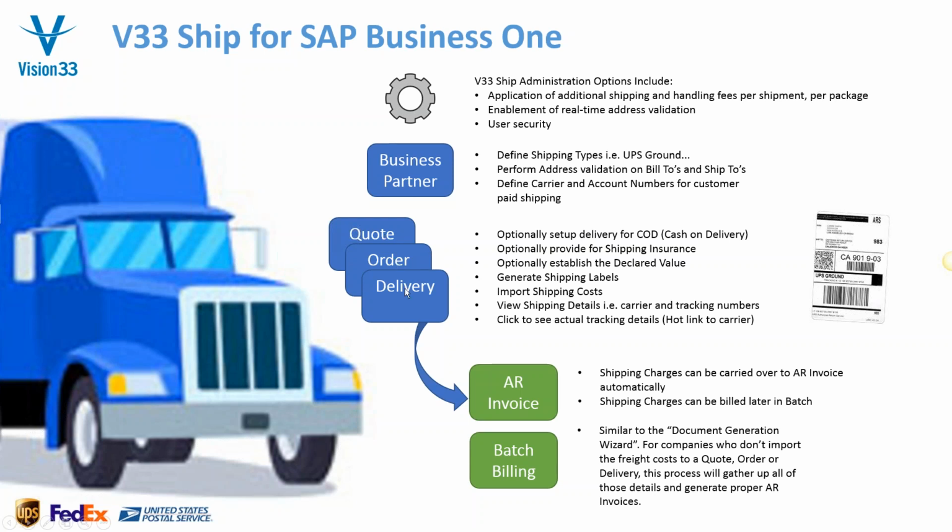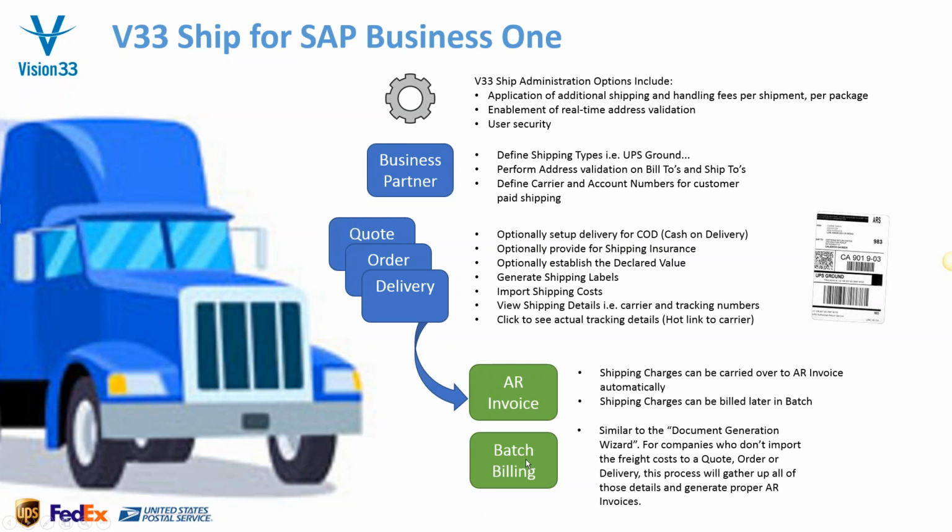Then in the quote, order, and delivery, there's a new tab added. And what this allows you to do is set up things like cash on delivery, provide for shipping insurance, establish the declared value, generate the shipping labels. And then optionally, you can import that shipping detail back into those documents. But you don't have to.